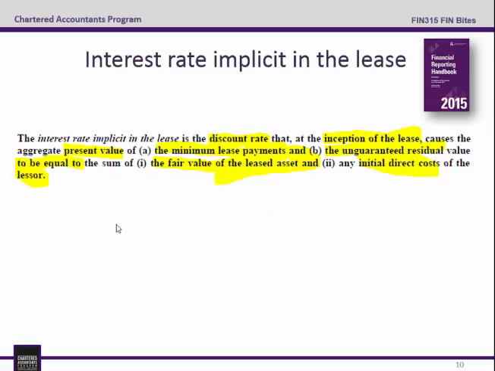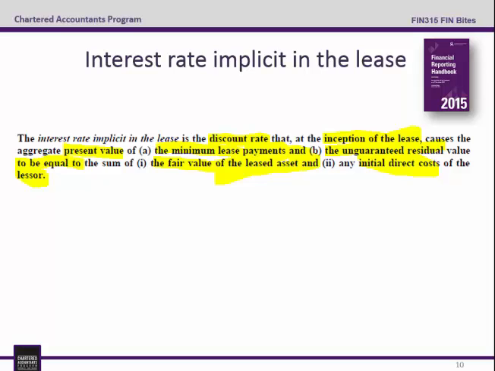Actually, we have one more definition that I want to take you through, and that's the interest rate implicit in the lease. Now, this is the definition that I think tends to cause most people challenges when it comes to the leasing unit. It's an interest rate, a discount rate, that at the inception of the lease causes the sum of the present value of the minimum lease payments and any unguaranteed residual to be equal to the sum of the fair value of the leased asset and any initial direct costs.